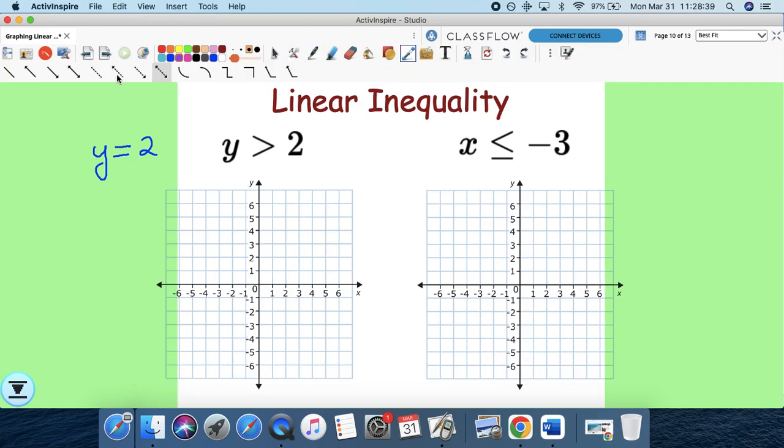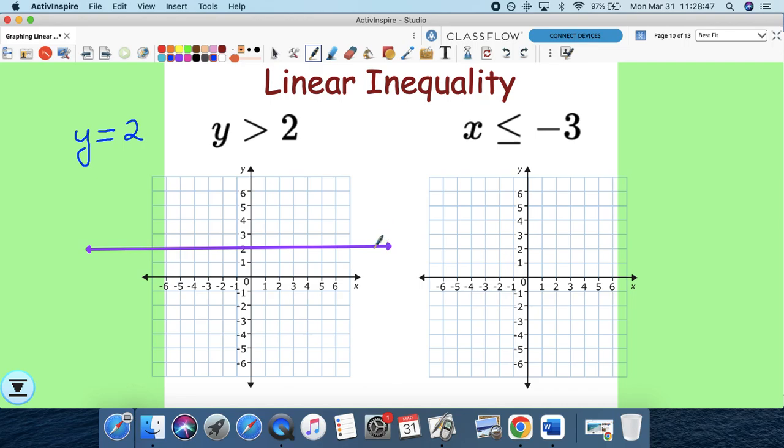Let me shade it. Let me draw the line y equals 2. This is the line y equals 2. We'll talk about y greater than 2 in a second. But that's the line y equals 2. Now, let me pick some points here and tell you why that is called y equals 2.